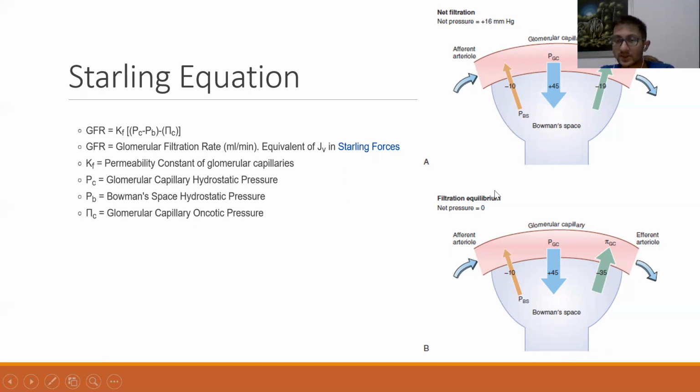Whereas after some blood is filtered, you can see that the oncotic pressure increases in this direction because now even the Bowman space will have a certain amount of protein. And basically, once pressure equalizes, there's no driving force.